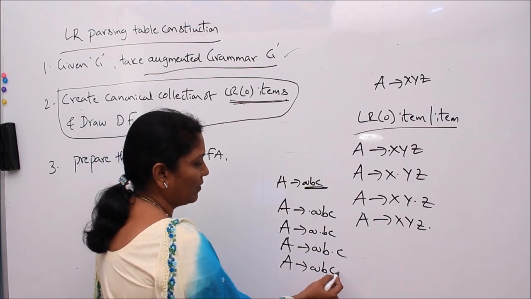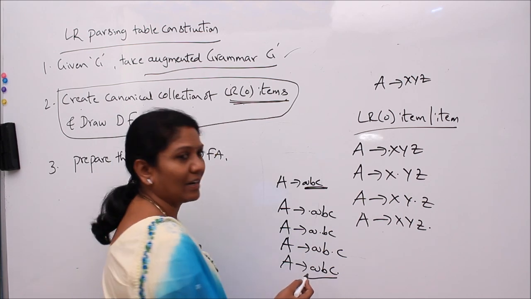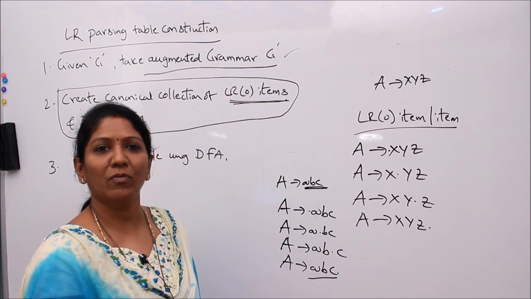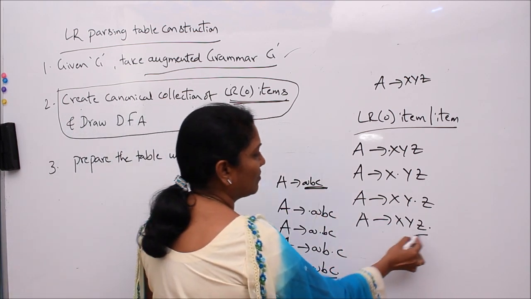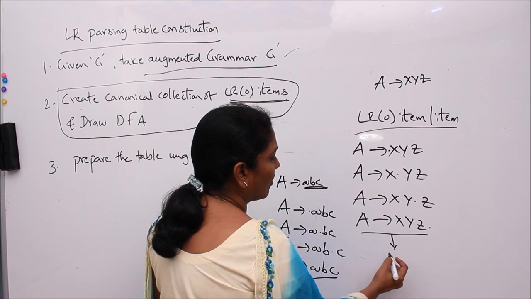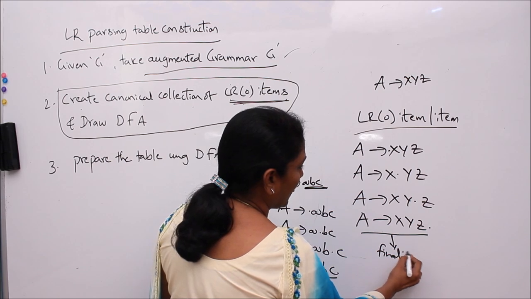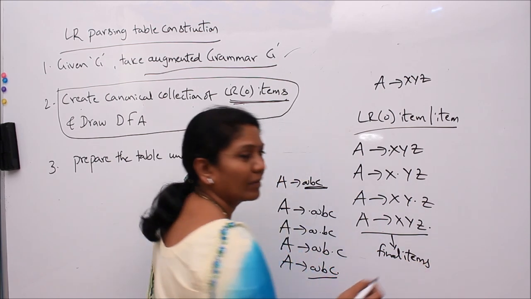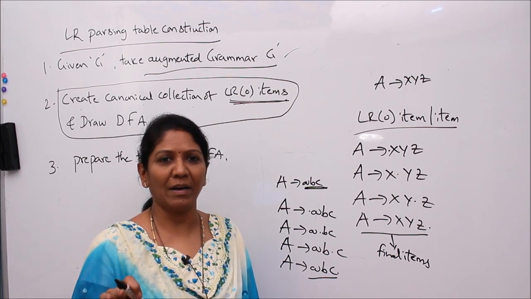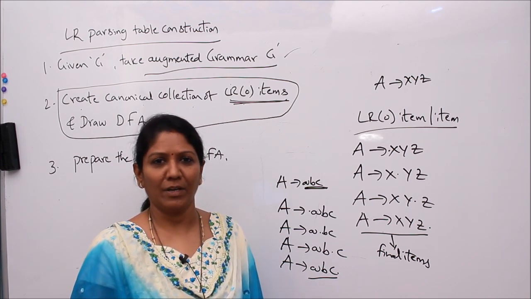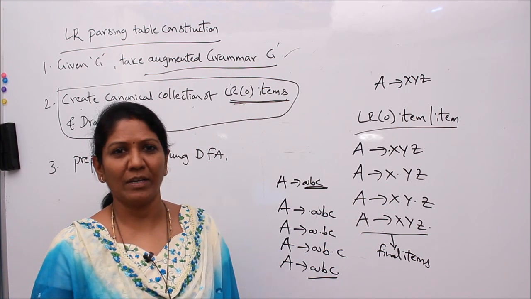Now, the dot at the right end indicates that the complete string is read, hence is ready for performing the reduce action. Actually, the items with the dot at the right end are even called final items. So a final item clearly shows that the entire right hand side is seen by the parser, hence ready for performing the reduce action. So are you able to understand what an item or LR0 item is?